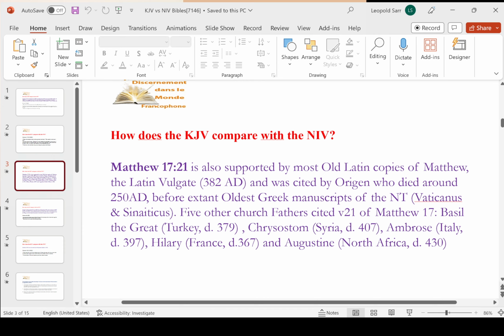Saint Ambrose from Italy died around 397. Saint Hilary from France, he died around 367. And then the great theologian Saint Augustine from North Africa, who died around 430. So it's all around the same time as the Codex Vaticanus and the Codex Sinaiticus, which these translators of modern versions such as the NIV, the ESV, the NASB, and the NRSV are using. Okay, so this is the first verse we wanted to take a look at.